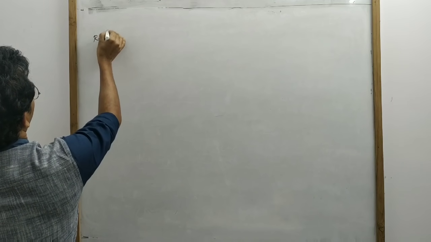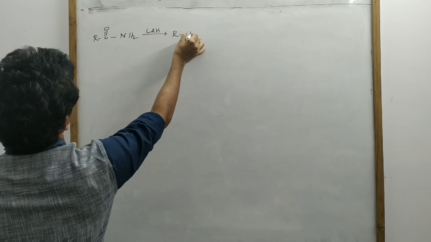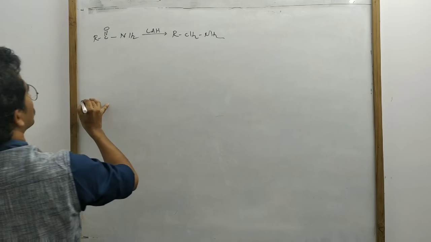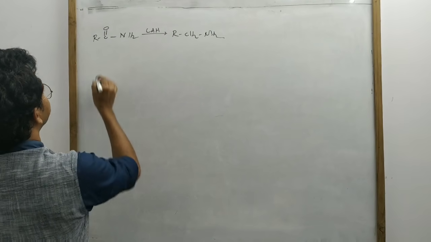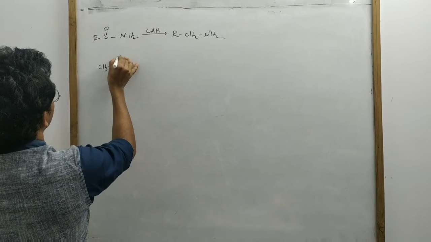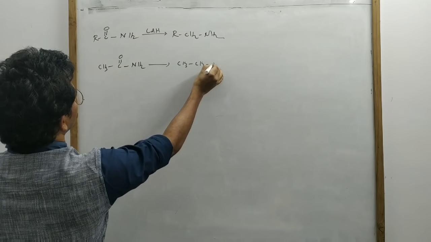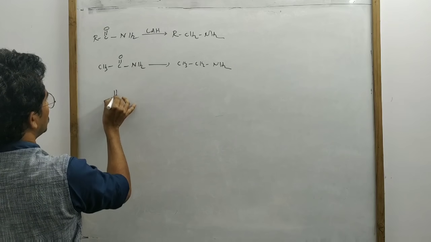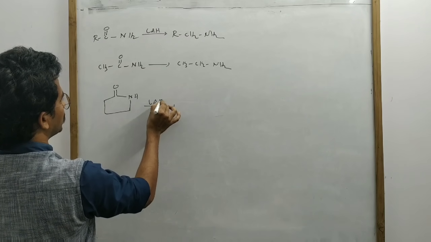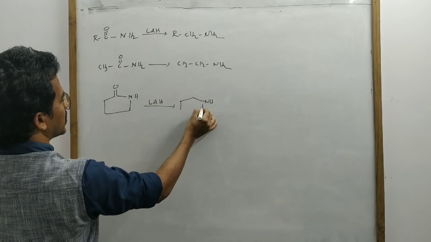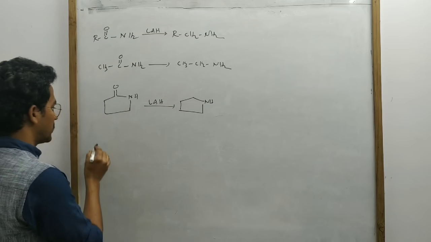Next, with the lithium aluminum hydride, this amide, LiAlH4, converted to RCH2NH2. Okay, so remember this reaction. So the amide is converted to amine. Okay, first suppose CH3 C double bond O NH2 with the lithium aluminum hydride gives CH3CH2NH2. Next suppose in case of the cyclic amide NH, this one, on treating with lithium aluminum hydride, NH like this. Okay, CO converted to CH2.